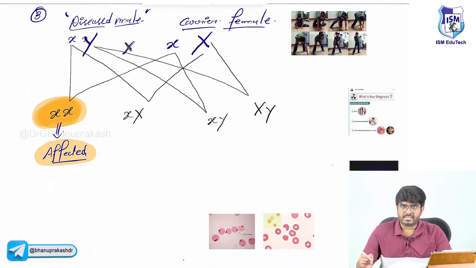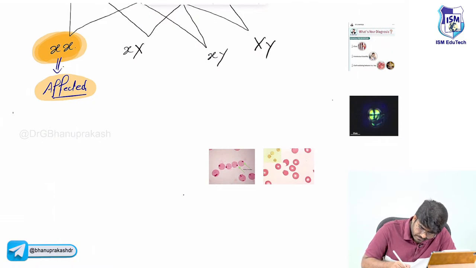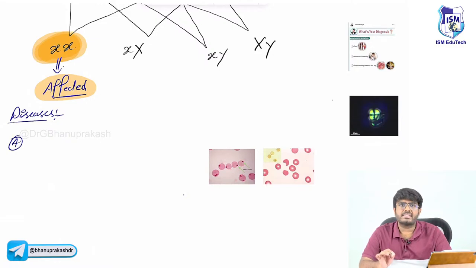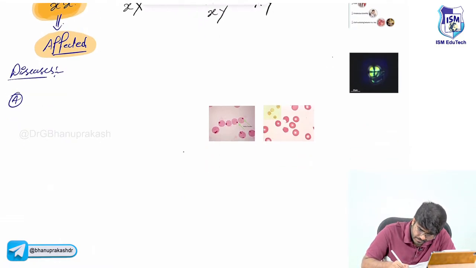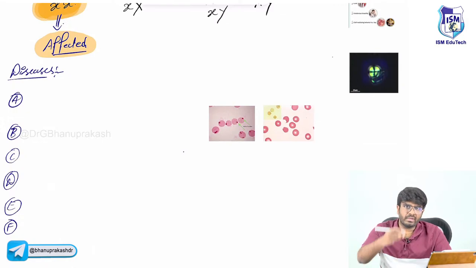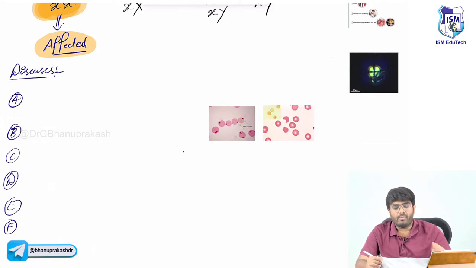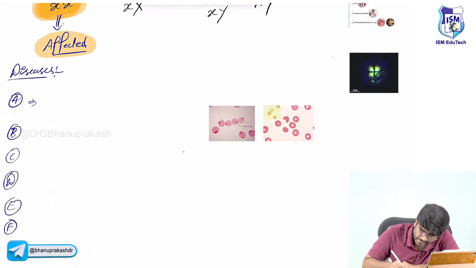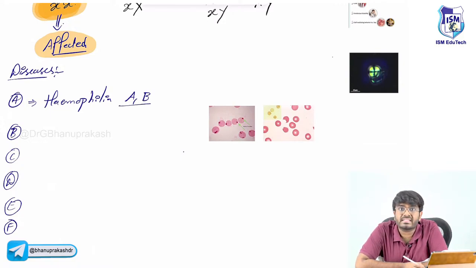Okay, examples. What are the diseases? It's very simple, guys. The mnemonic is A, B, C, D, E, F. It will go on like this. Now, what are these diseases? A for, any idea? Hemophilia A and B. Hemophilia A and B are X-linked recessive disorders.